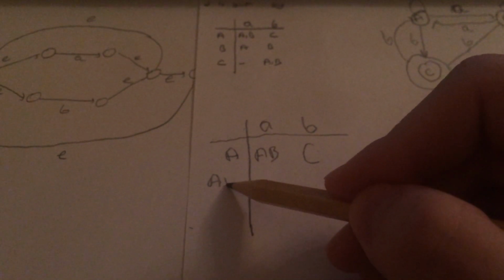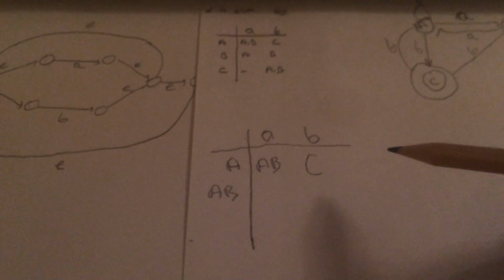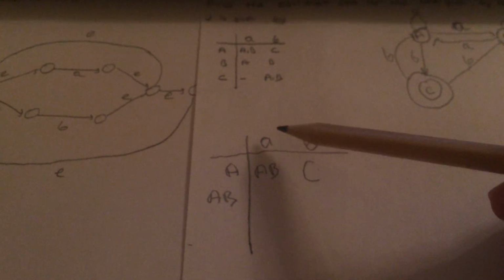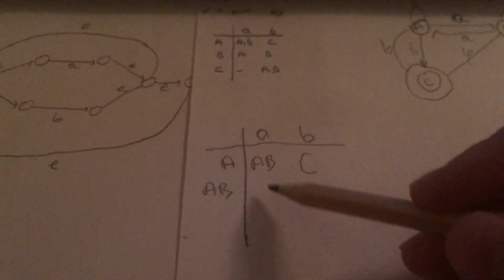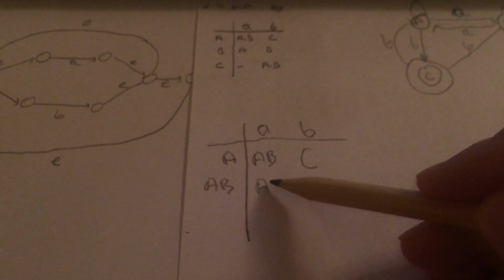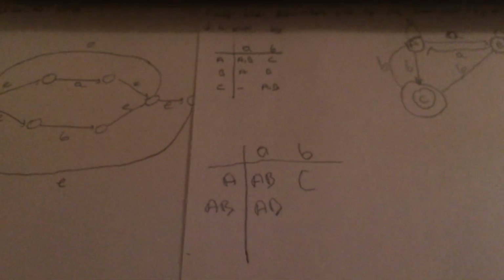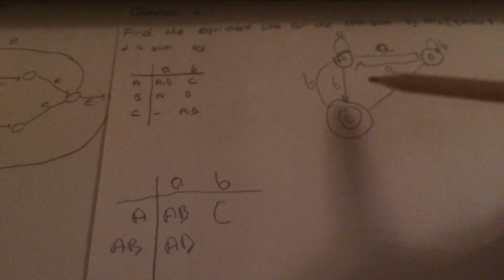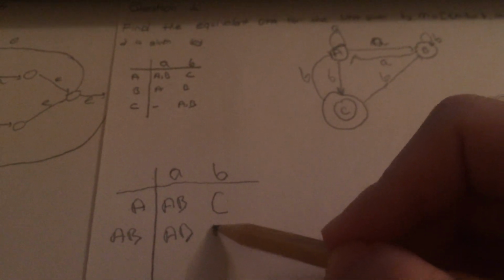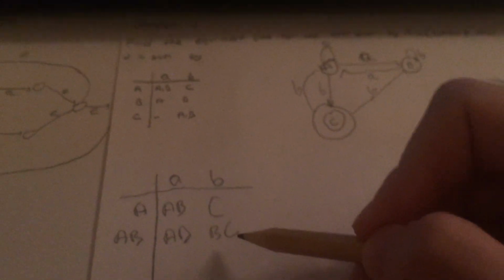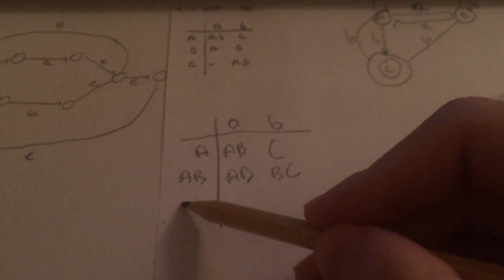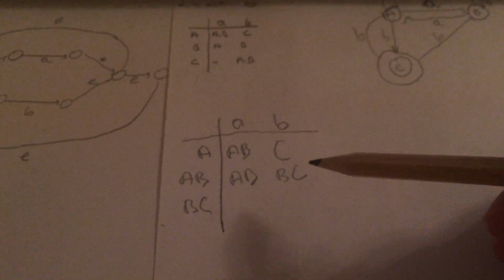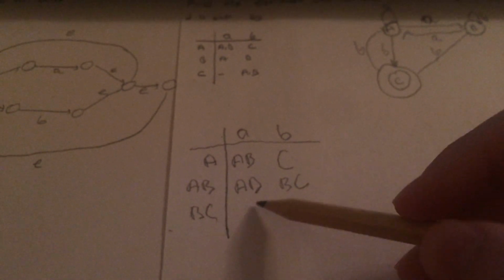Let's write AB. AB with a goes to AB again, and with b it goes to BC, a new state again. So we did the same thing with this. We write BC, and BC will go to A with little a.